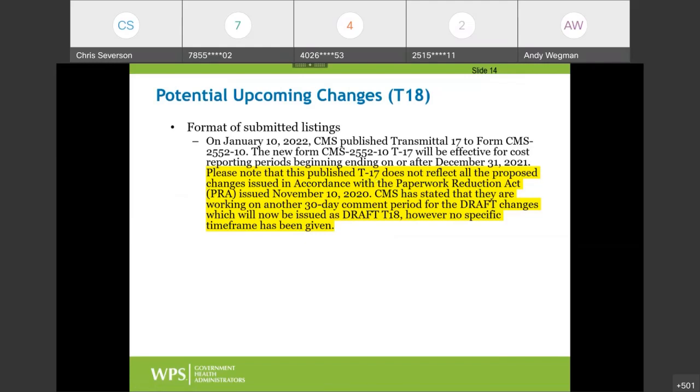We're still going to stick with the same templates that we had in the past, but it's very likely that by next year we'll have different templates.